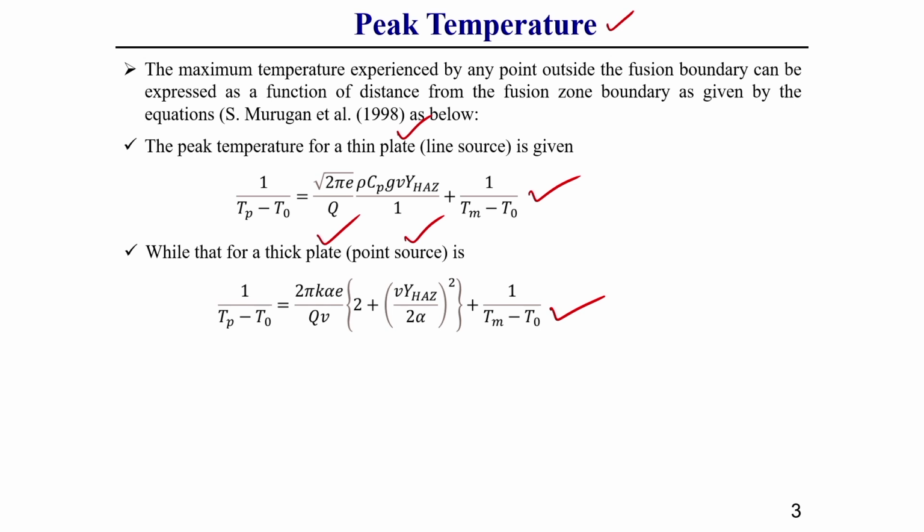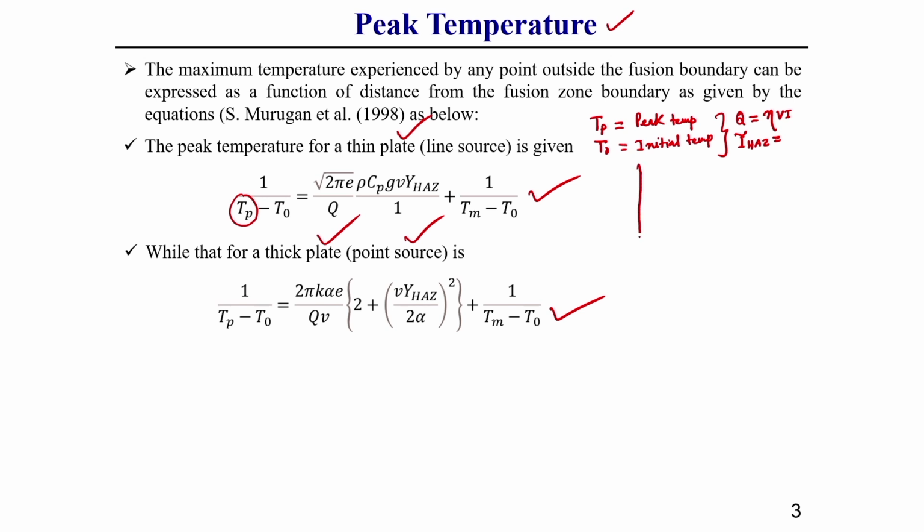Here in this equation, this T p is called the peak temperature, and T 0 is generally called the initial temperature. On the right side, Q is called the net heat input, that is eta V I, and Y is the distance away from the fusion boundary.